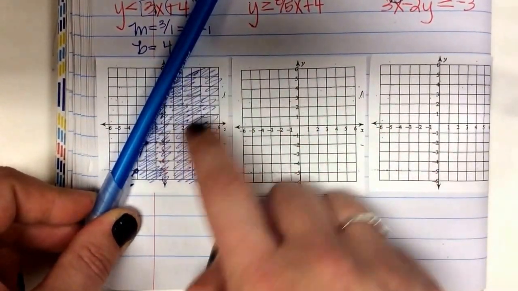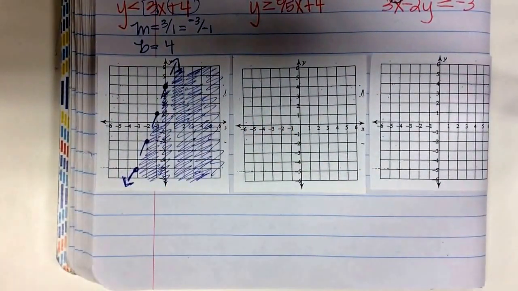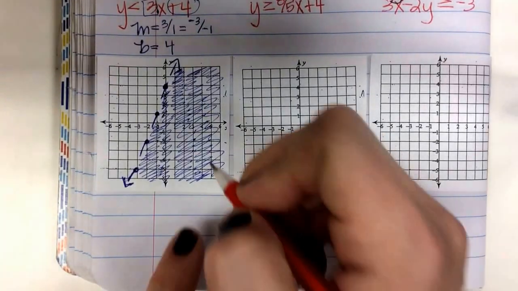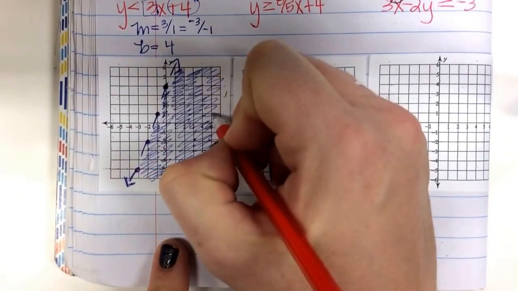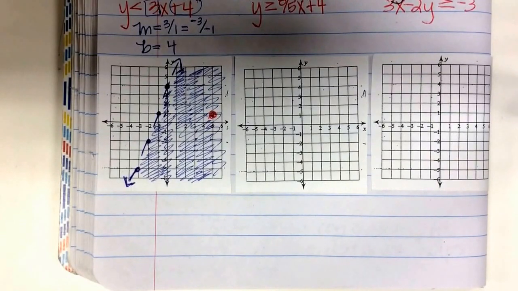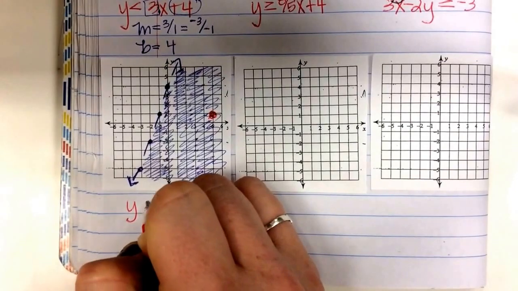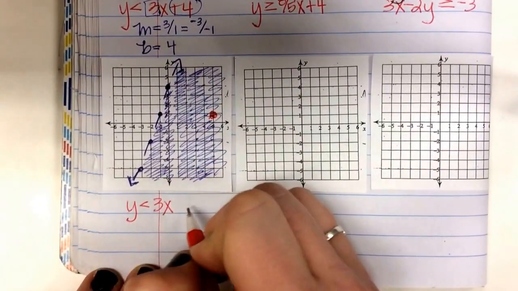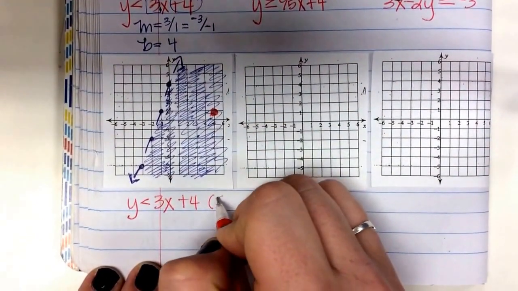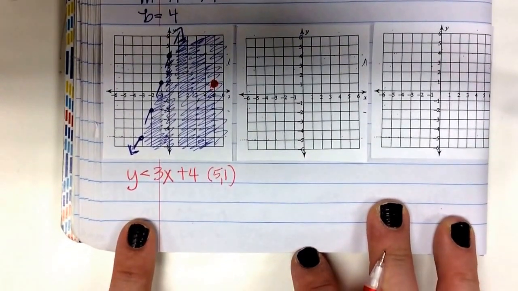And why do we shade all of this in? Anything over here works in this problem. Any ordered pair makes that inequality true. For example, 5, 1. That ordered pair is inside the line, correct? I mean, it's inside that shaded area. So if I substitute into y is less than 3x plus 4 this ordered pair, 5, 1, if I put those values in here, does it work?